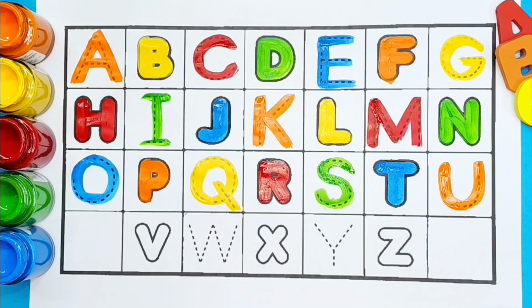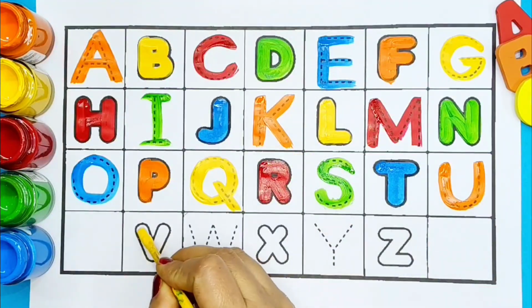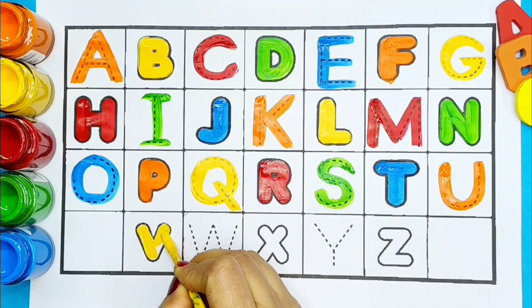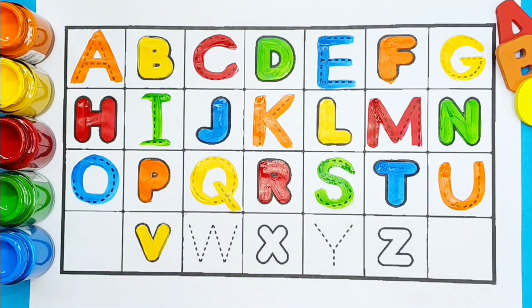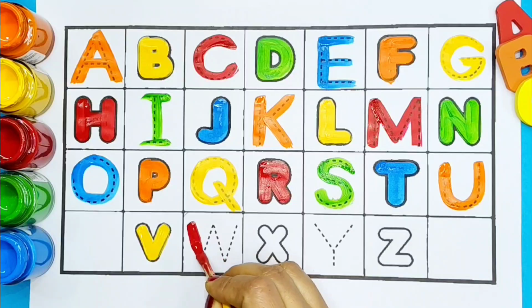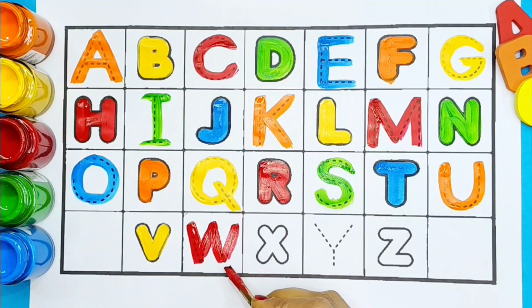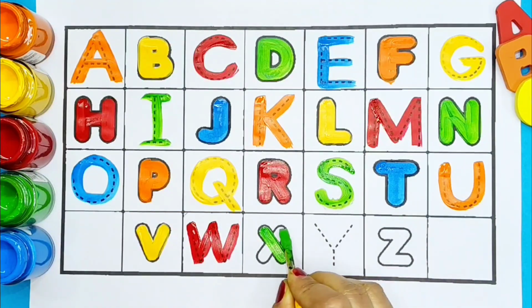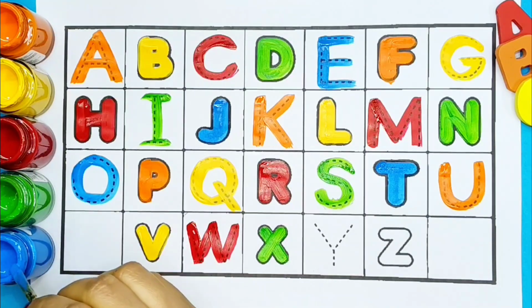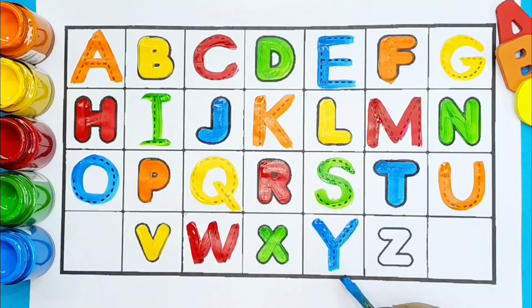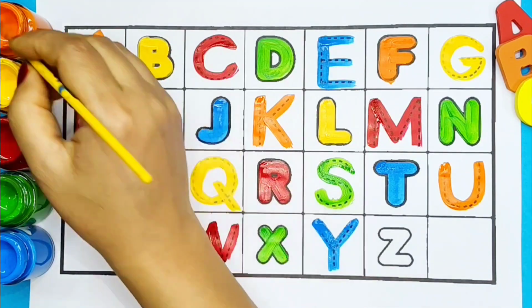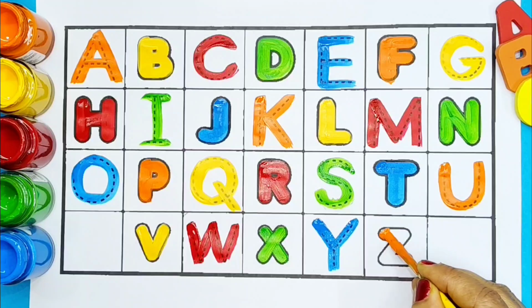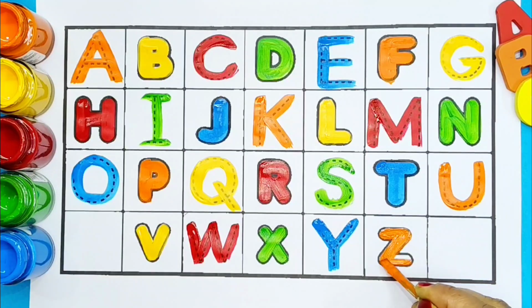U for umbrella. Yellow color. V for fan. Red color. W for watermelon. Light green color. X for X-ray. Sky blue color. Y for yo-yo. Orange color. Z for zebra.